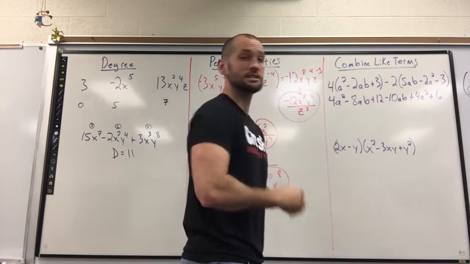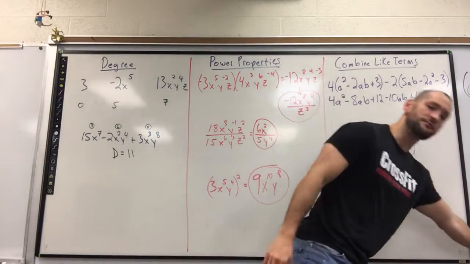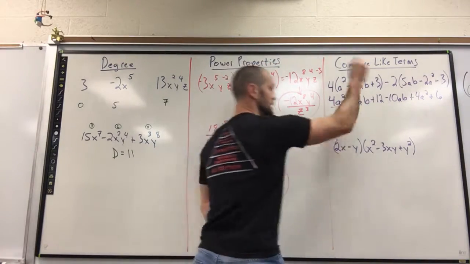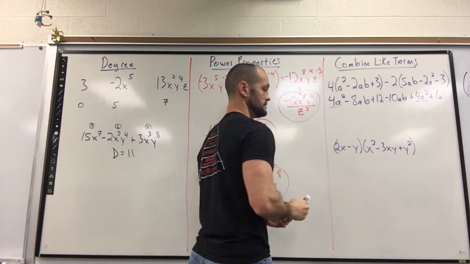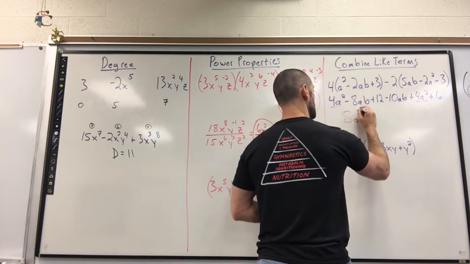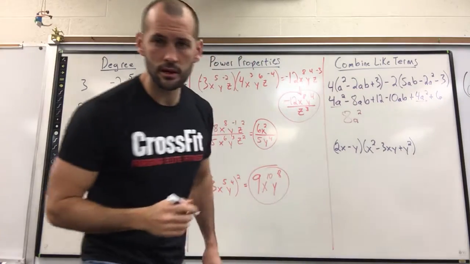All right. Let's look for our like terms. That first term I have up here has an a squared. Anything else with an a squared? Hello, right there. Which means I'm going to come up with 8a squared. You guys see that okay?